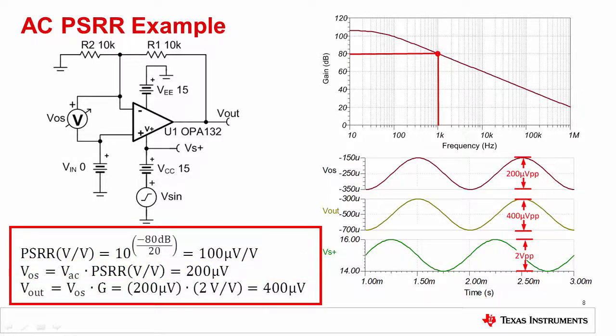offset voltage. The output can be calculated by multiplying the 200 microvolt peak-to-peak offset voltage by the gain of 2 volts per volt for a total output voltage of 400 microvolts peak-to-peak. It is important to remember that all Bode plots relate to sinusoidal waveforms. Later we will look at applying a non-sinusoidal signal to the supply.